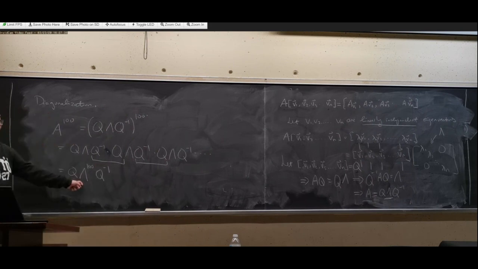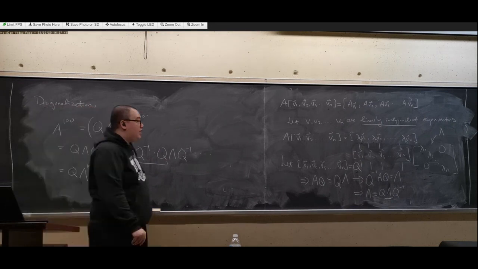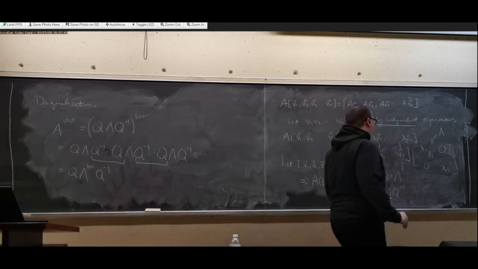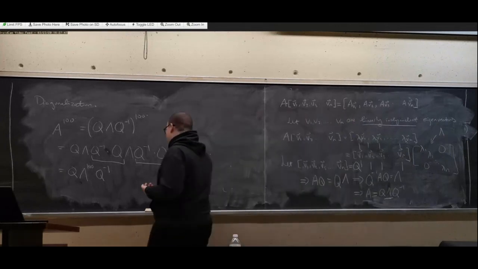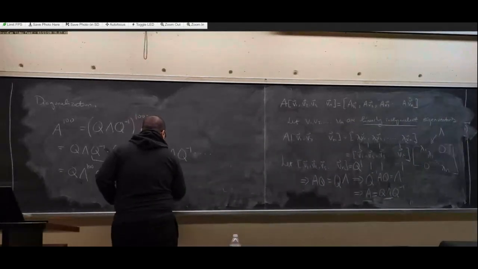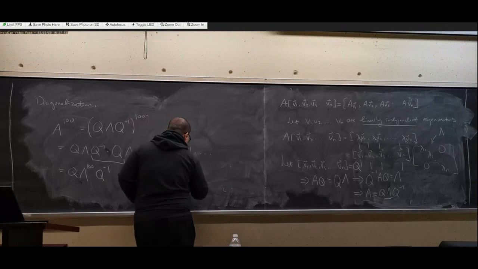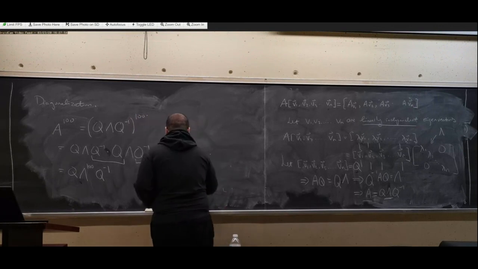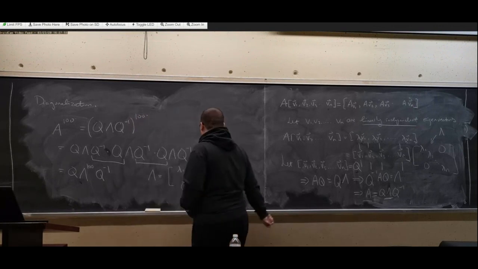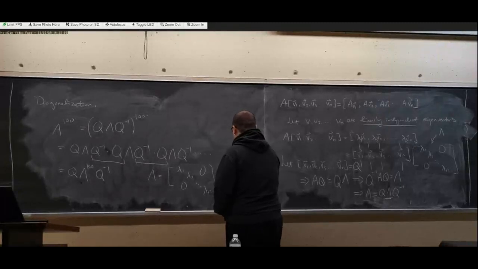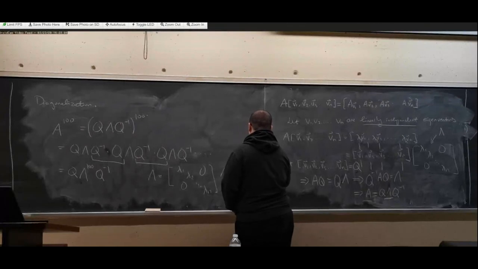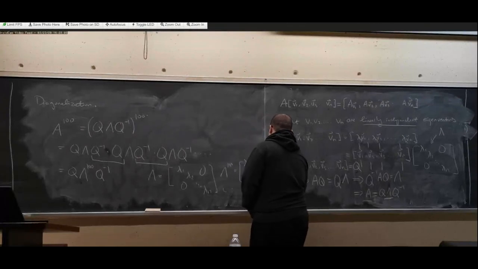And lambda to the 100th is pretty easy to calculate because lambda is a diagonal matrix, lambda 1, lambda 2, and so on to lambda n, with zeros everywhere else. So lambda to the 100th would just be lambda 1 to the 100th, lambda 2 to the 100th, all the way to lambda n to the 100th.